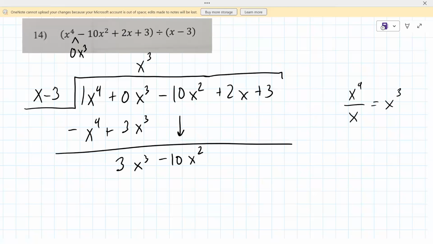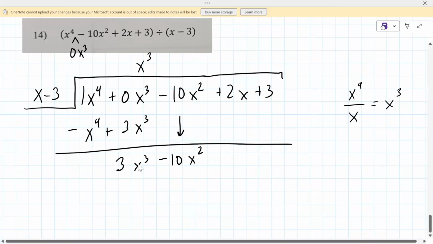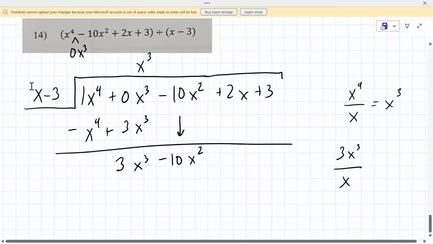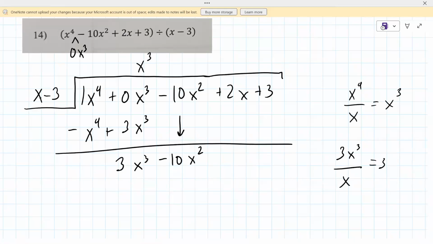Okay, I'm a little lost. I don't really know what to do. So maybe you haven't noticed, you're always taking this leading one here, 3x cubed, and you divide it by whatever is in front, which is the same each time. You get 3x squared, and that's what goes up here at the top.